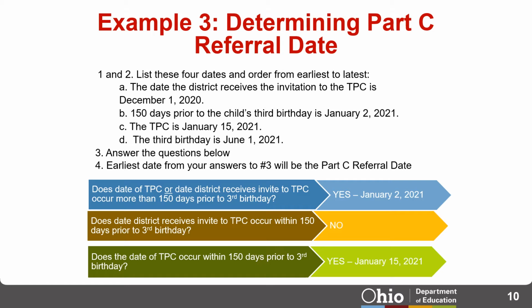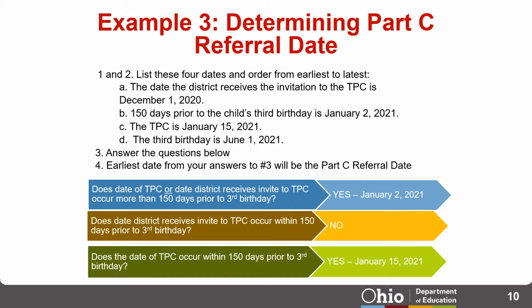Does the date the Part C representative first notified the school district about the child occur within 150 days prior to the child's 3rd birthday? No. Does the date of the transition planning conference occur within 150 days prior to the child's 3rd birthday? Yes. So we would write down the date of the TPC, January 15th, 2021.